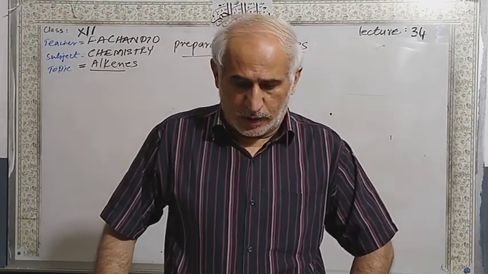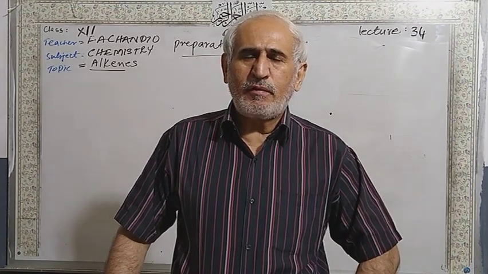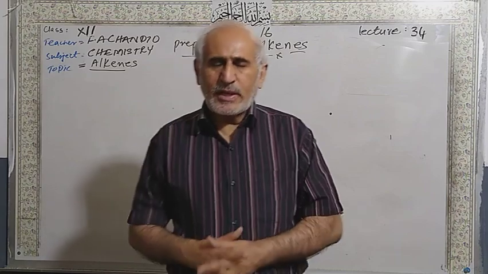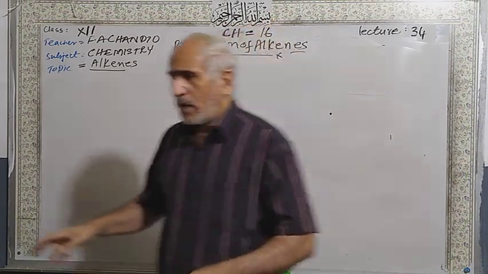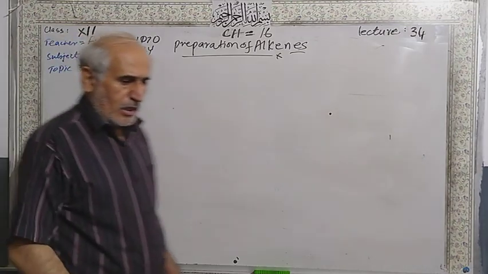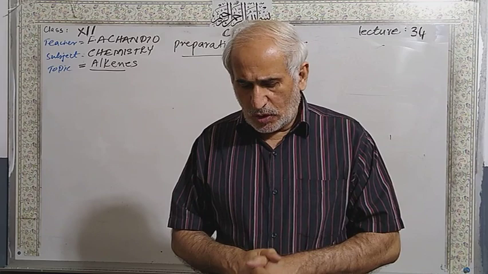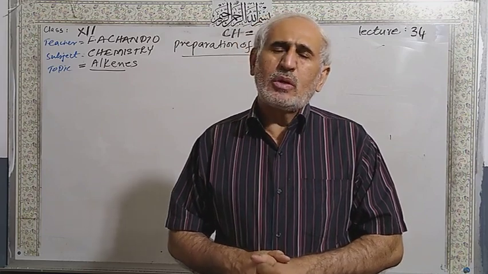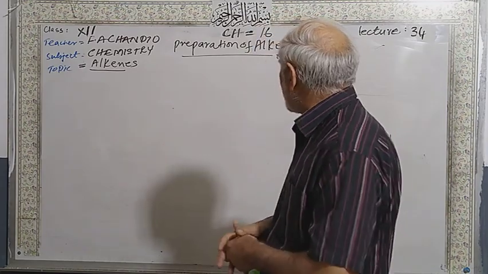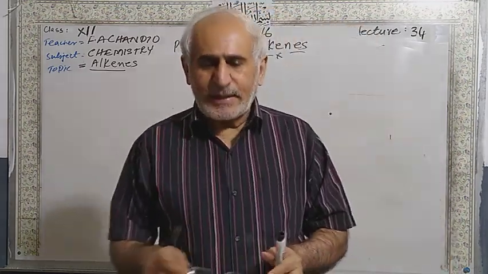Bismillahirrahmanirrahim. Dear students, we are continuing chapter number 16, grade 12, alkenes. In the previous lecture, I told you about the nomenclature of alkenes and also relative stability. Now, we are going to discuss methods for the preparation of alkenes. Done in grade 10 also.